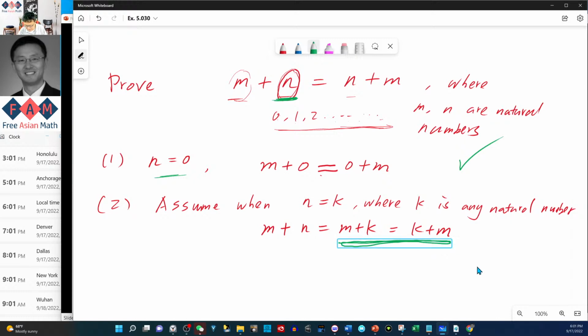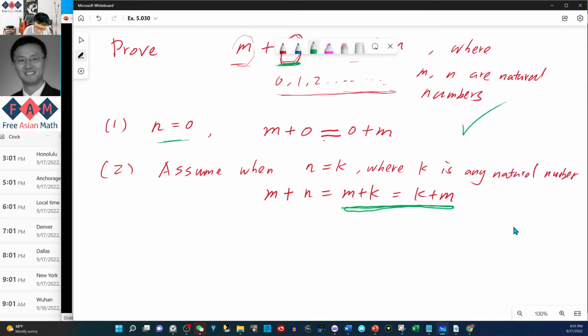What we need to do to finish the induction step, we need to show m plus (k plus 1) equals (k plus 1) plus m. Okay, right? So by the commutative law, we will have to write something like this. Okay? How do we do that? Well, we will have to show what this is by definition.